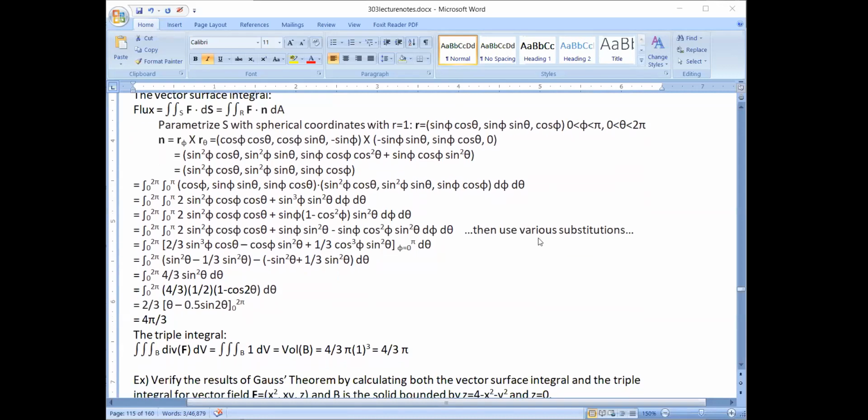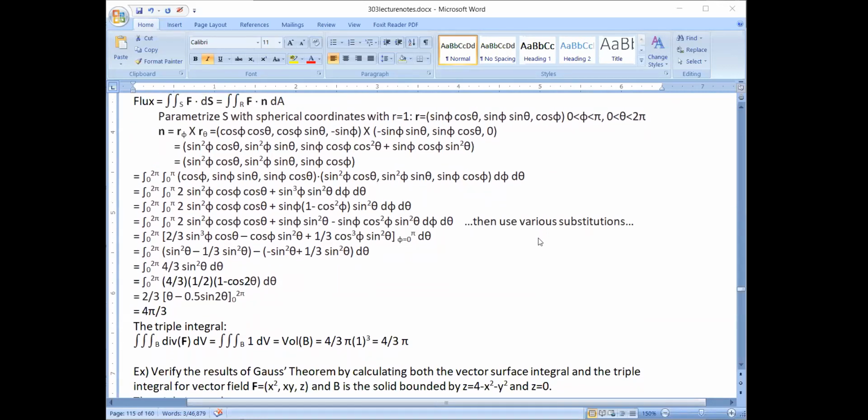Okay, another example. Again, let's verify the results of Gauss's theorem by calculating both the vector surface integral and the triple integral. So vector field F equals x squared, xy, z. And B is the solid bounded by, now I've got two equations: z equals 4 minus x squared minus y squared, and z equals 0.